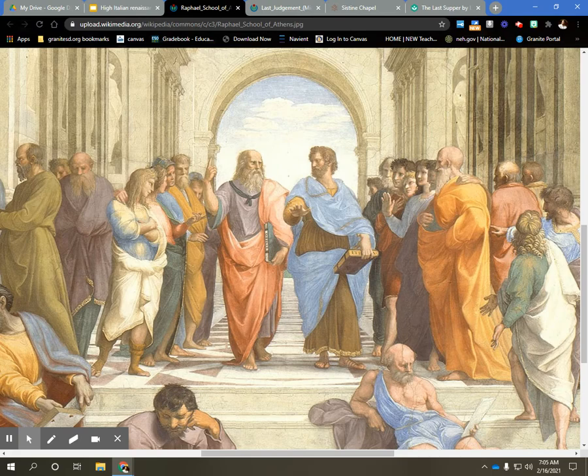contrasting with each other. And Plato points up because he's thinking about the idealized world, and Aristotle points down and he's thinking about the observable world. So we've got the idealized forms versus what you can see around you, the empirical world. And it's just so good.